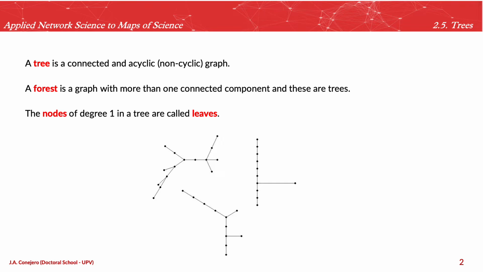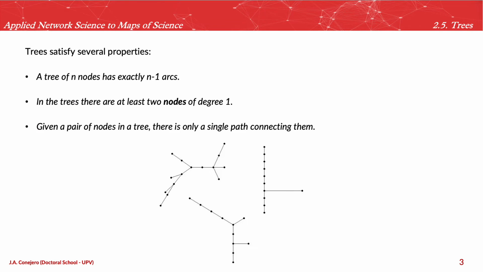Another property that is characteristic of graphs is that nodes of degree 1 are called leaves, and we will see that there is a connection between the number of edges and the number of nodes that we have in the tree. So trees satisfy several properties, such as that when you have a tree of n nodes, it has exactly n minus 1 edges. Besides that, in trees there are at least two nodes of degree 1. We have at least two leaves.